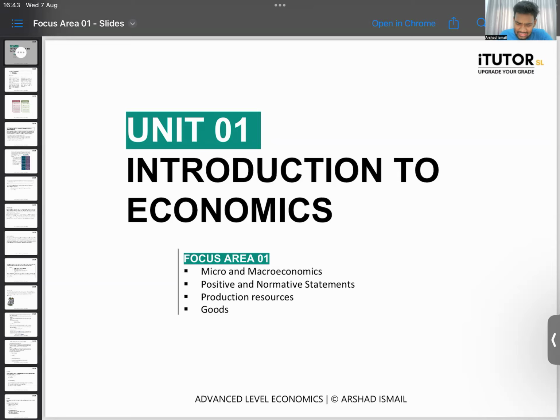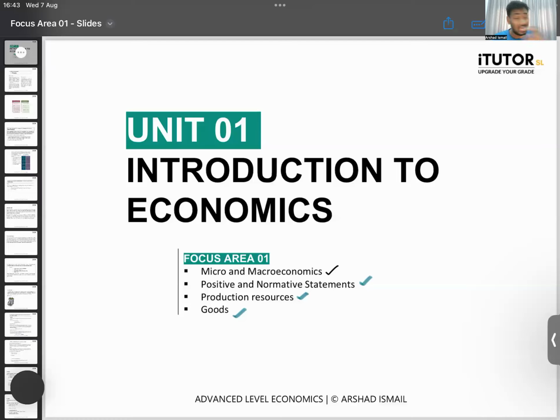So what's the first focus area? The first focus area is a very easy topic, focusing on microeconomics, macroeconomics, positive and normative statements, resources, and goods. That's the first focus area. I'll take the next 45 minutes maybe to quickly recap this area.